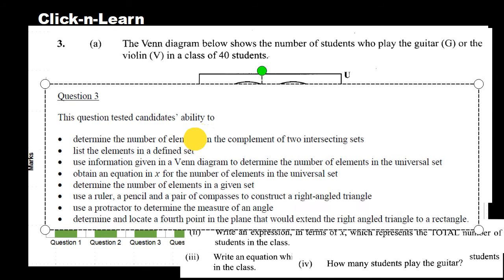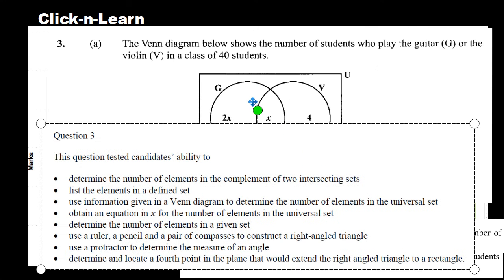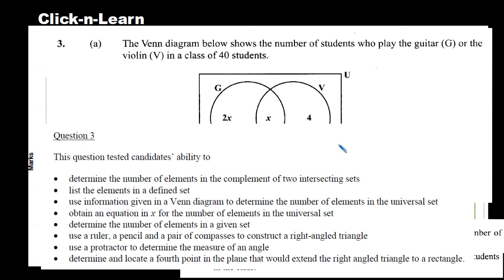For example, determine the number of elements in the complement of two intersecting sets. For example, you have the two intersecting sets there. List the elements in a defined set. Use information in a Venn diagram to determine the number of elements in the universal set. Obtain an equation in X for the number of elements in the universal set. Determine the number of elements in a given set.